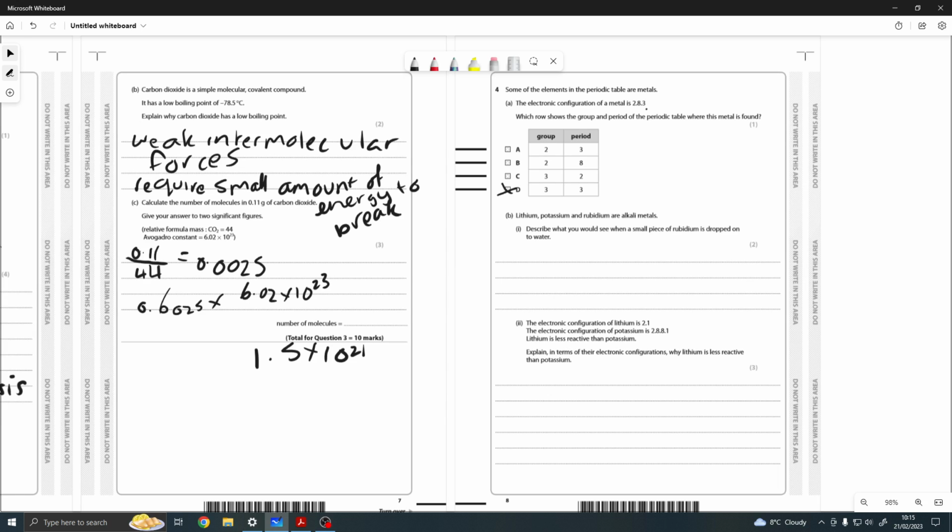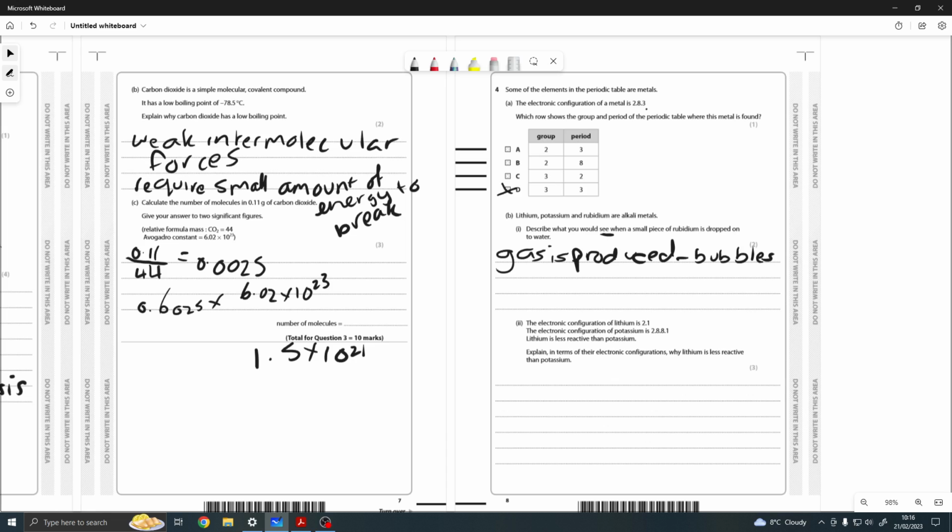Okay, lithium, potassium, and rubidium are all metals. Describe what you would see when a small piece of rubidium is dropped into water. 2 marks. You've got to say 2 things. Now, we remember, of course, from me choking while I did it, that hydrogen gas is produced. Okay. Hydrogen gas is produced, okay? However, that isn't what you would see, is it? You would see the bubbles of that gas. Got to remember that. It's what you would see.